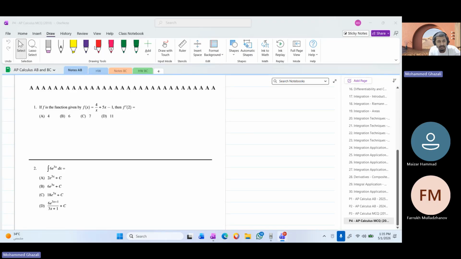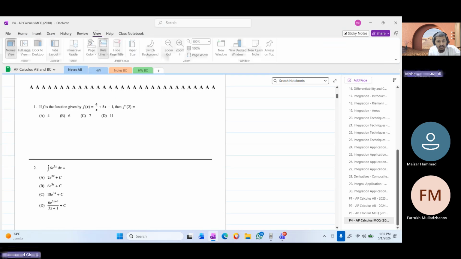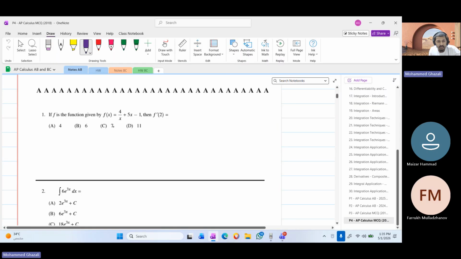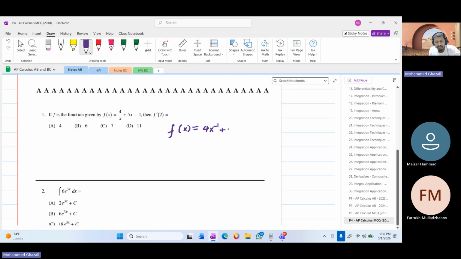The first question says, if f is the function given by f of x equals 4 over x plus 5x minus 1, then find the derivative evaluated at 2. You can't use a calculator, so we rewrite the function as f of x equals 4x to the power minus 1 plus 5x minus 1. So the derivative will be minus 4x to the power of negative 2 plus 5. And then we're evaluating this at 2.